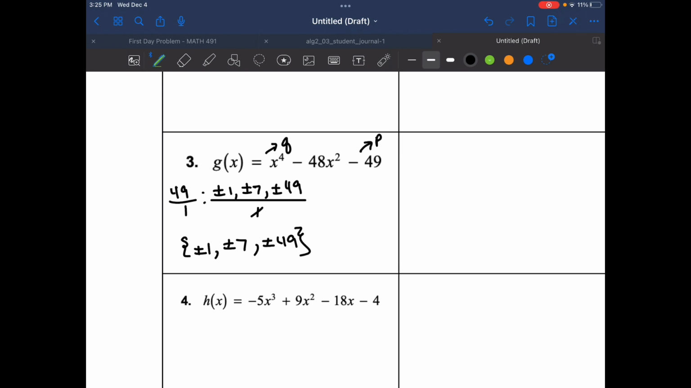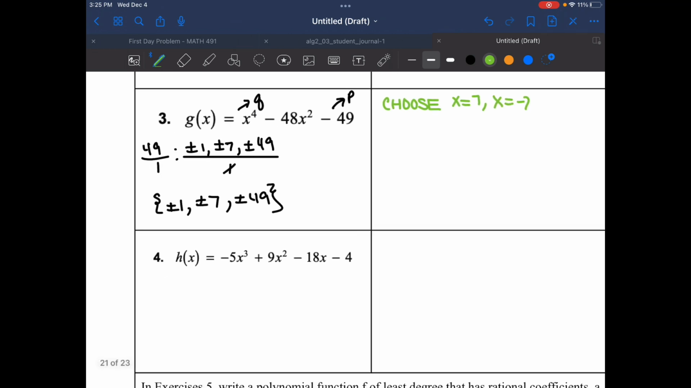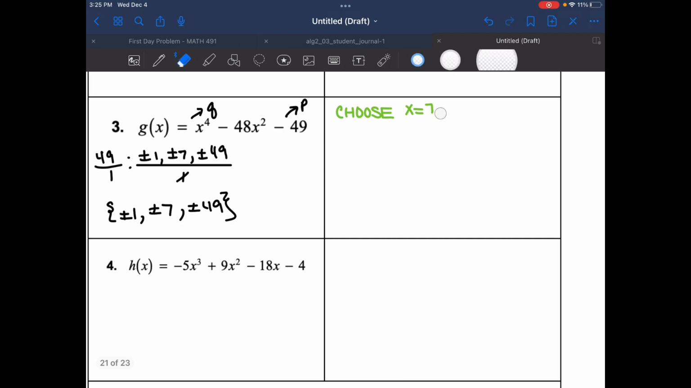And then, so that gives me the possibilities of plus or minus 1, plus or minus 7, and plus or minus 49, right? And using Desmos, I'm going to choose to try, that way we don't have to try all of them. I'm going to choose x equals 7, and then I'm also going to try negative 7. Okay? So I'm going to choose plus or minus 7, basically. And so, yes, Desmos can give you all the answers, right? However, I just want to be able to see that you can synthetically divide. That's what's important to me.